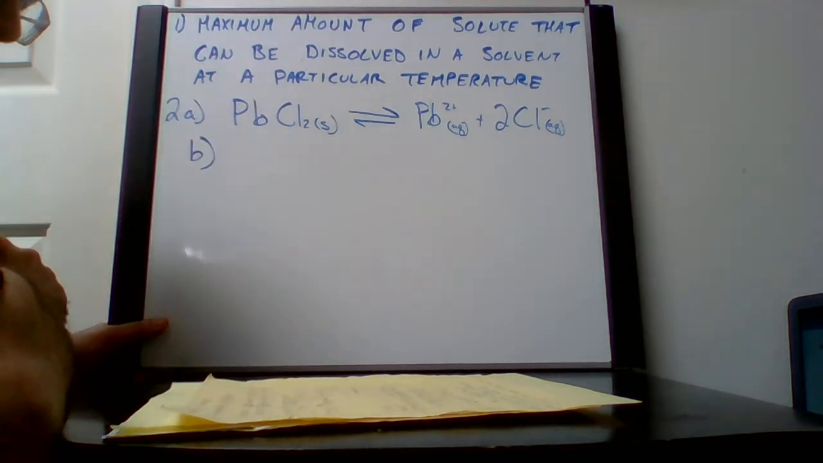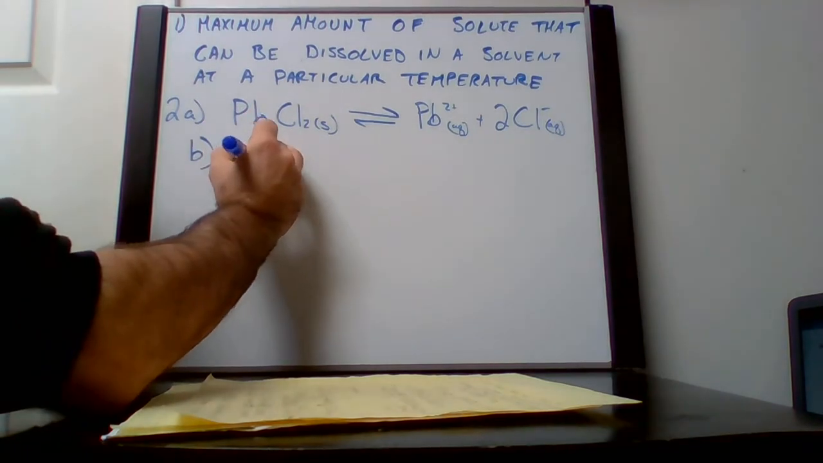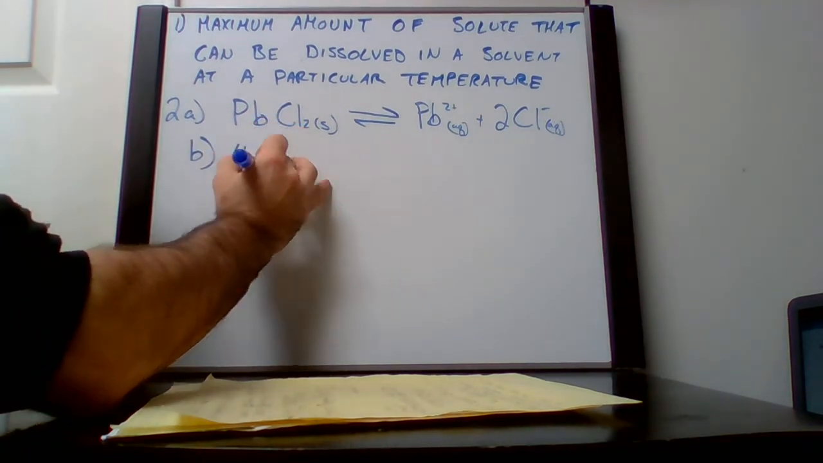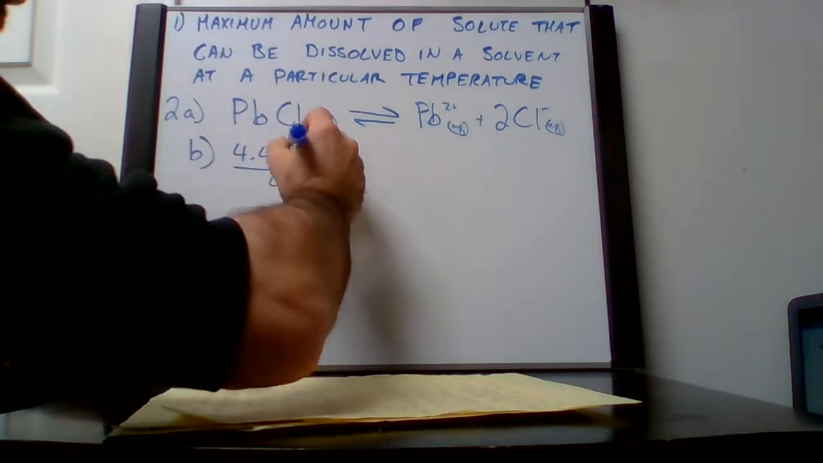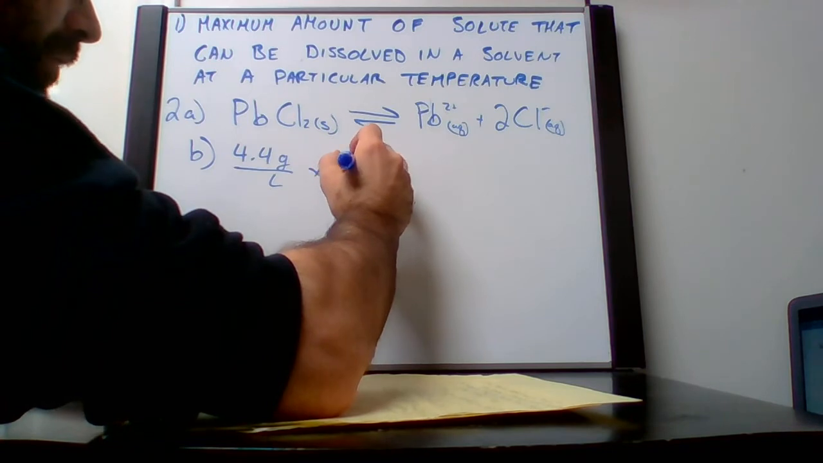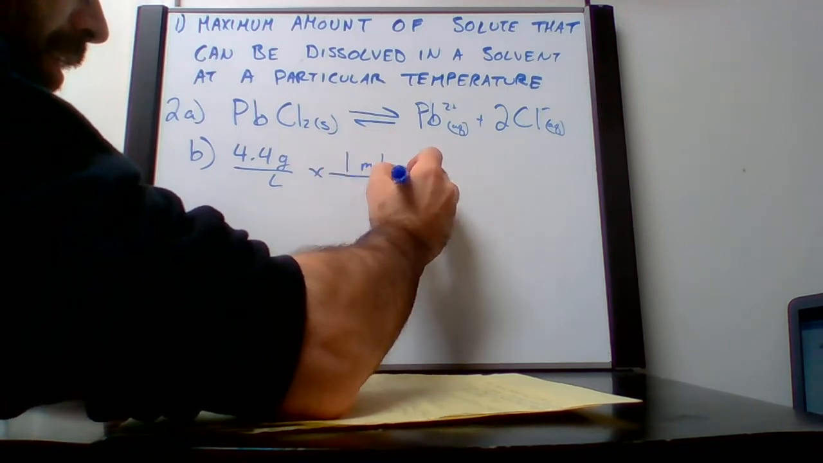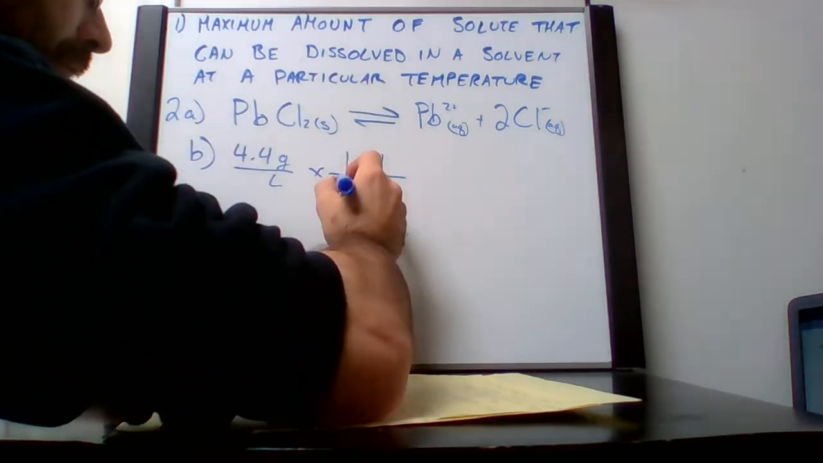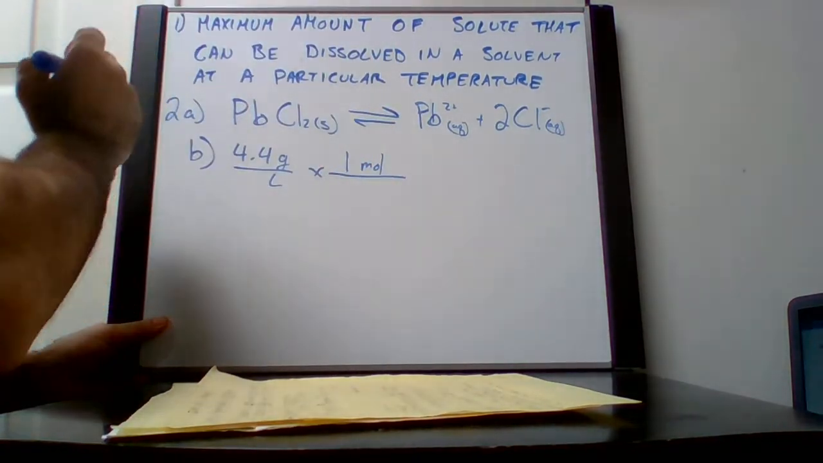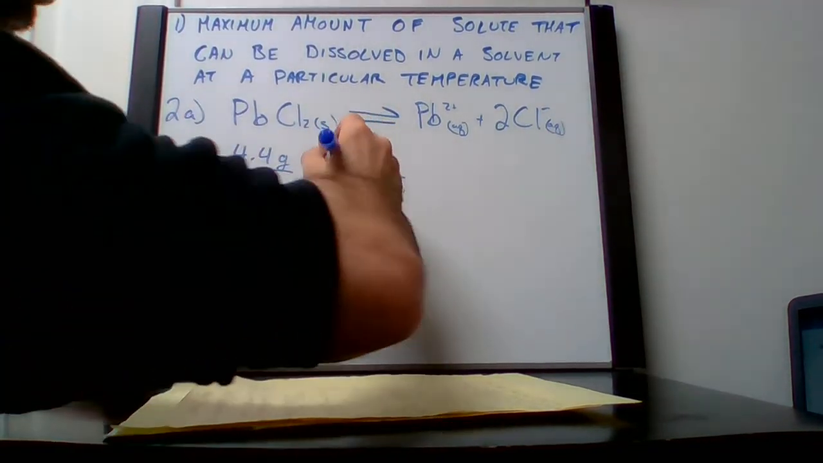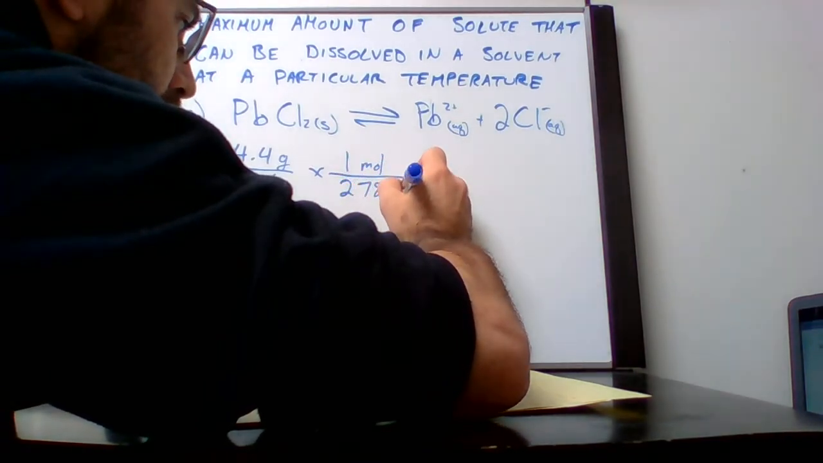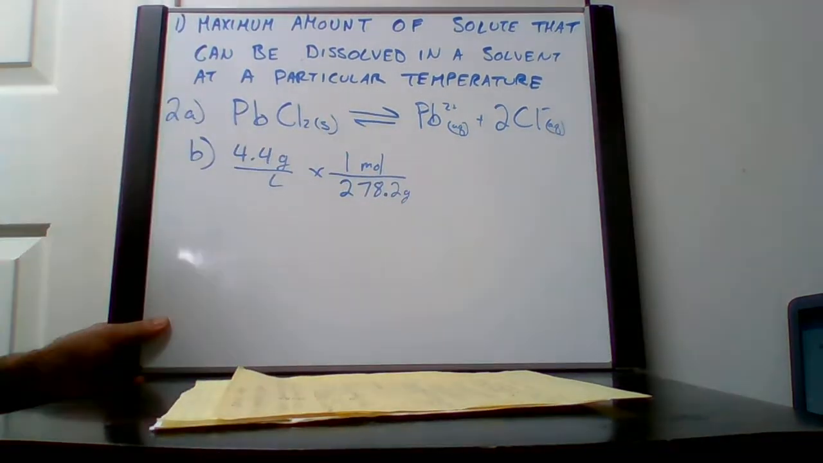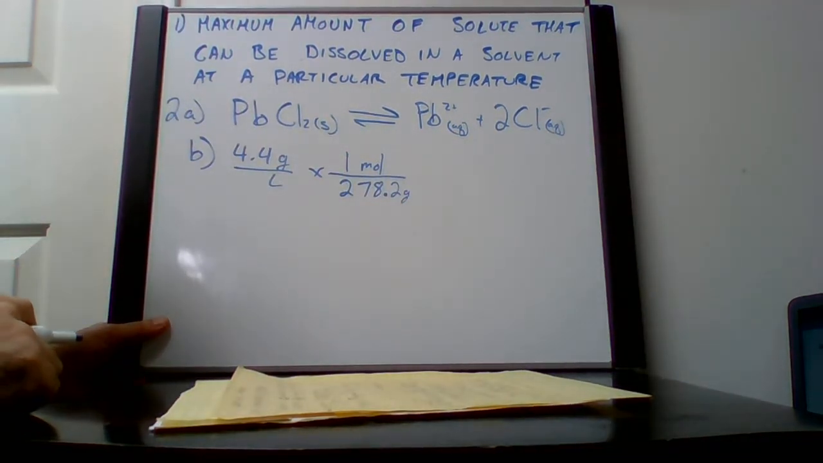Question B here is we want to take this 4.4 grams per liter and convert that to moles per liter. So we're going to have to multiply this by the inverse of our molar mass, and for lead chloride, that is 278.2 grams. I'll leave it up to you to double check that using your data sheets or the back of the textbook.